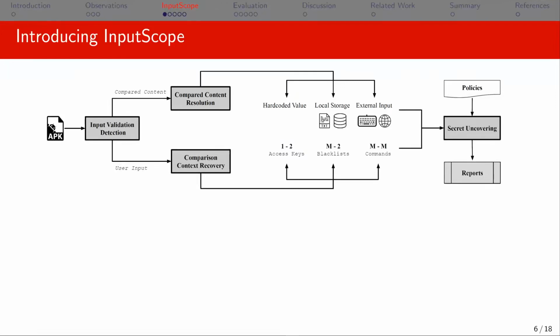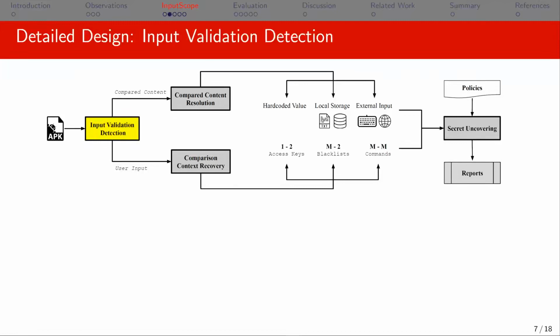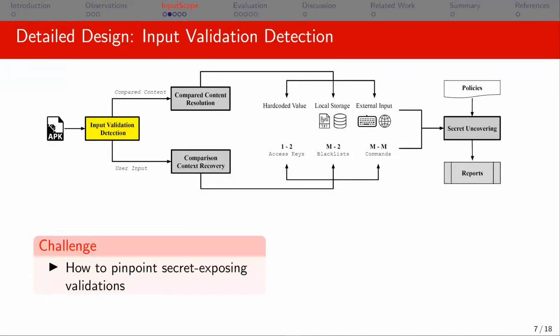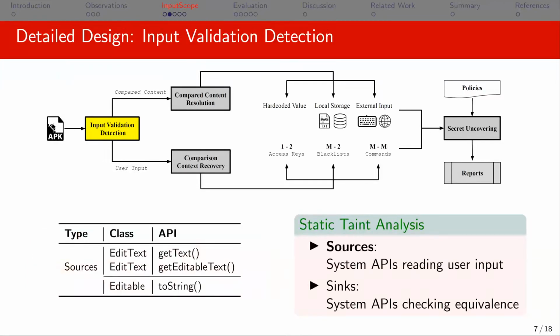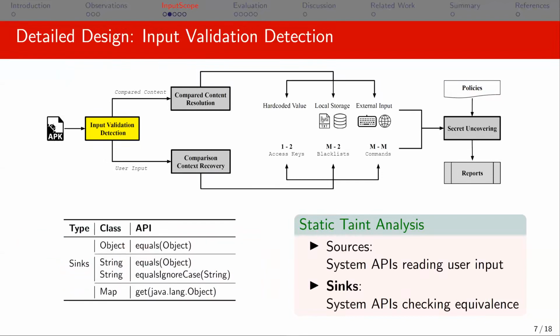Let me show you the details. First, the objective of this component is to detect and pinpoint secret exposing validations. To do so, we use static taint analysis to taint user input and monitor its propagations. So the taint sources are system APIs that read user input, and the sinks are APIs for checking equivalence. Here, we cover both the direct checking method, such as equals, and indirect checking method. For example, we can use map.get to know whether an object is in a map that performs exact value matching.